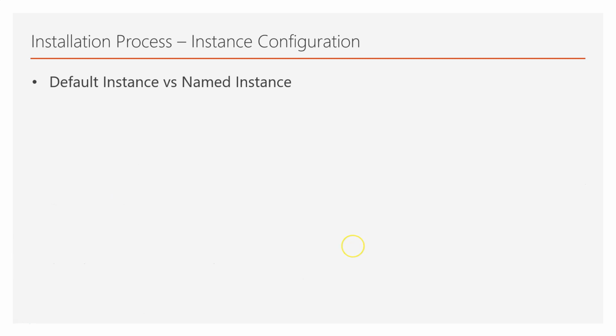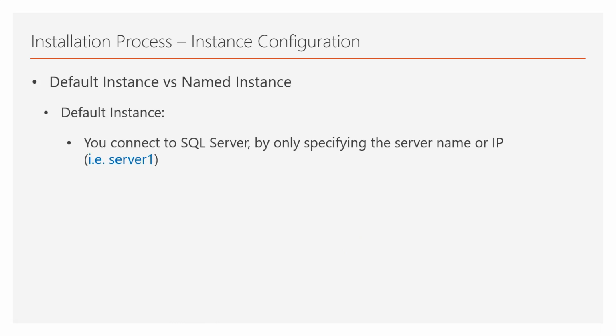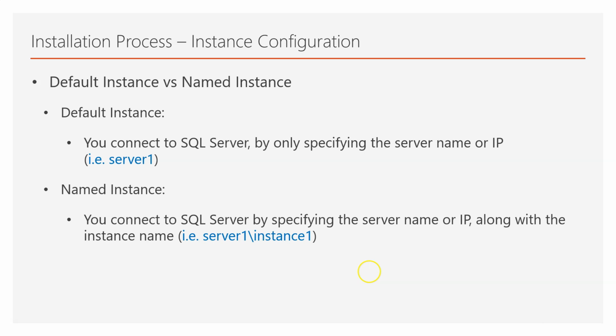Now about the instance configuration, you are presented with two options. You either select to install a default instance of SQL Server or a named instance. A default instance of SQL Server is when you want to be able to connect to SQL Server by only specifying the server name or IP, for example, server 1. A named instance is something different. By installing named instances of SQL Server, you can connect to the SQL Server instances by specifying the server name or IP along with the instance name. For example, server 1, instance 1, and so on.